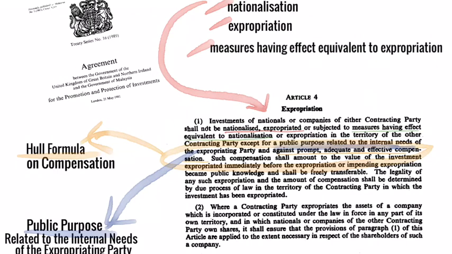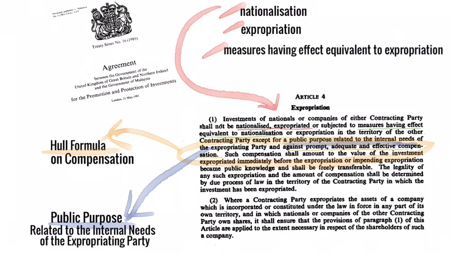If you look carefully at the provision, there is a qualification that there could be non-compensable regulatory measures if the measures taken are, if you see that in orange, for public purpose and related to the internal needs of the expropriating party. And the next limb provides on how compensation is made. So here it says it should be prompt, adequate, and effective. This is known as the Hull formula on compensation, which is incorporated in this treaty.